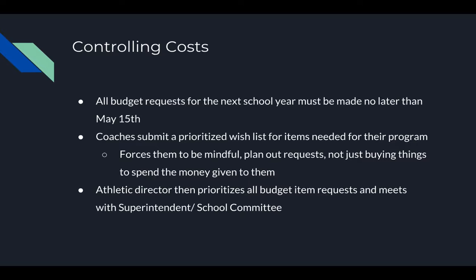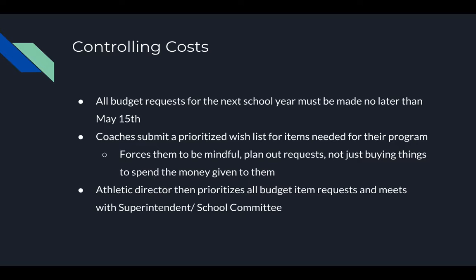Costs are controlled in this budget because all budget requests for the next school year must be made no later than May 15th. This date allows the athletic director to take all of the wish lists from the coaches and make an overall prioritized budget item list prior to July 1st when the new fiscal year starts and budgeting items are submitted.